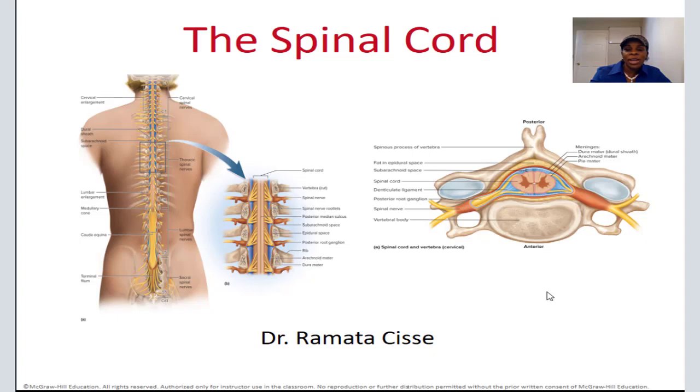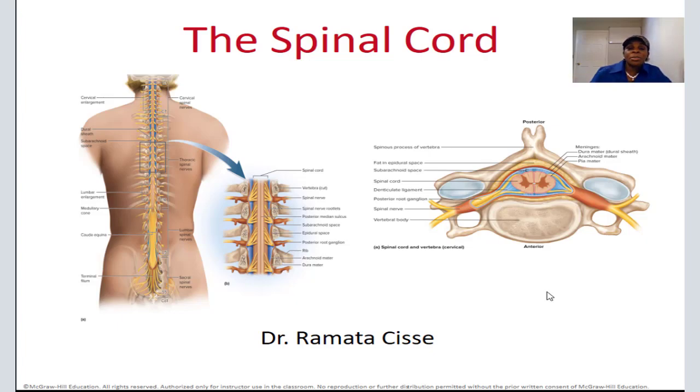Today we'll talk about the spinal cord. Let's do a little review. The spinal cord is part of the nervous system. The nervous system is one of the 11 organ systems in the human body. The nervous system is divided into two parts: the central nervous system and the peripheral nervous system.